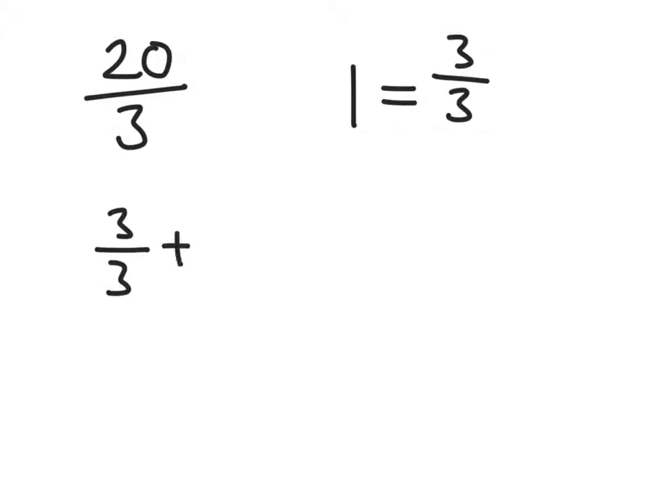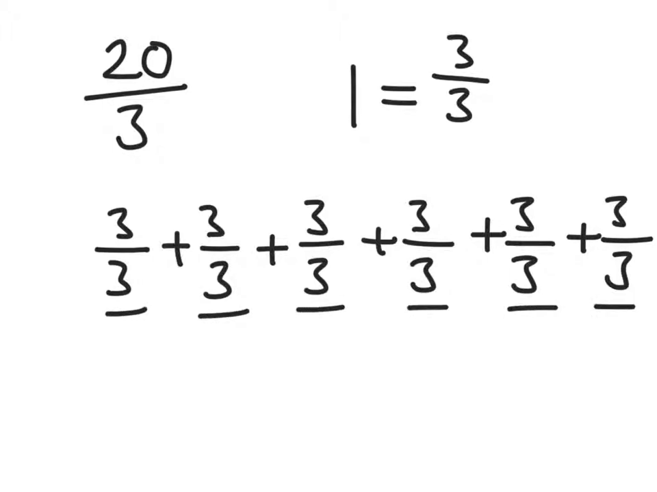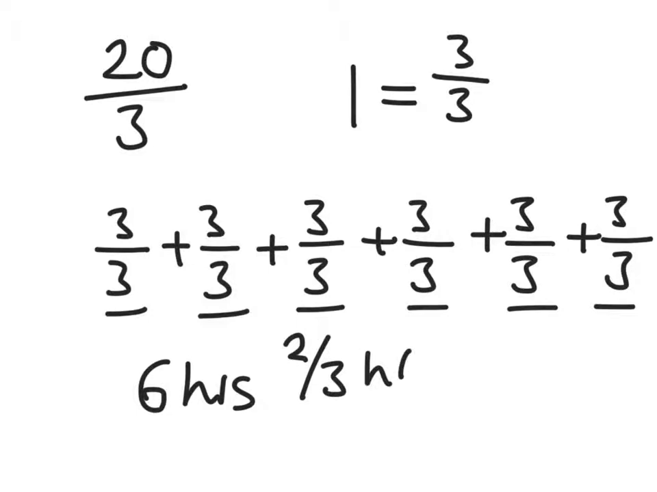So 3/3 plus 3/3 would give us 6/3. Another 3 gives us 9, 12, 15 and 18/3. We've got to stop there, because if we added on another 3 we'd be at 21, which is more than the number that we're trying to get to. So we can count our wholes there. 1, 2, 3, 4, 5, 6. So we have 6 wholes, which would be 6 whole hours. And the difference between 18 and 20 is 2. So we have 2/3 of an hour remaining.